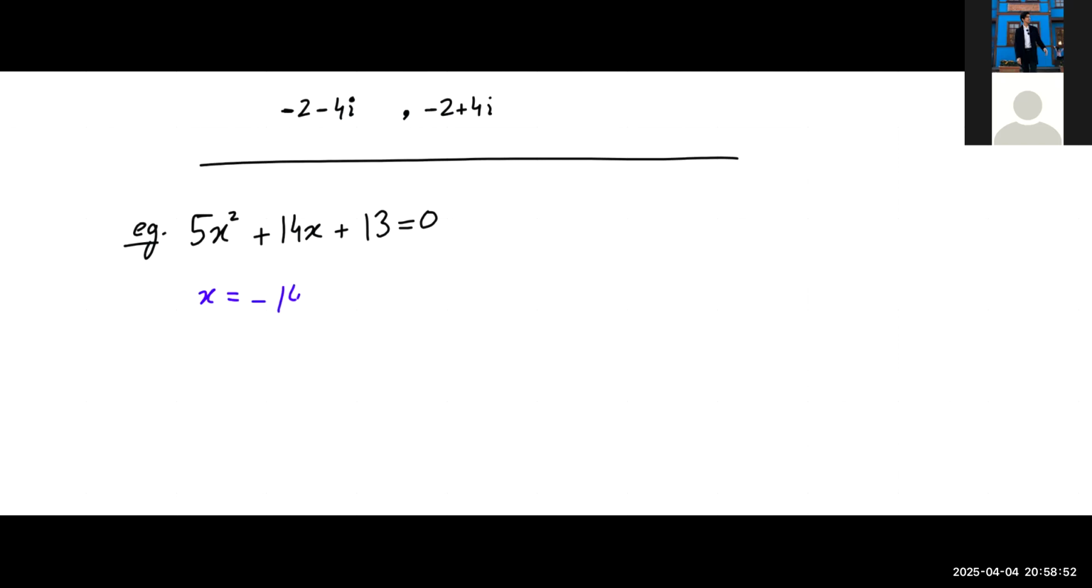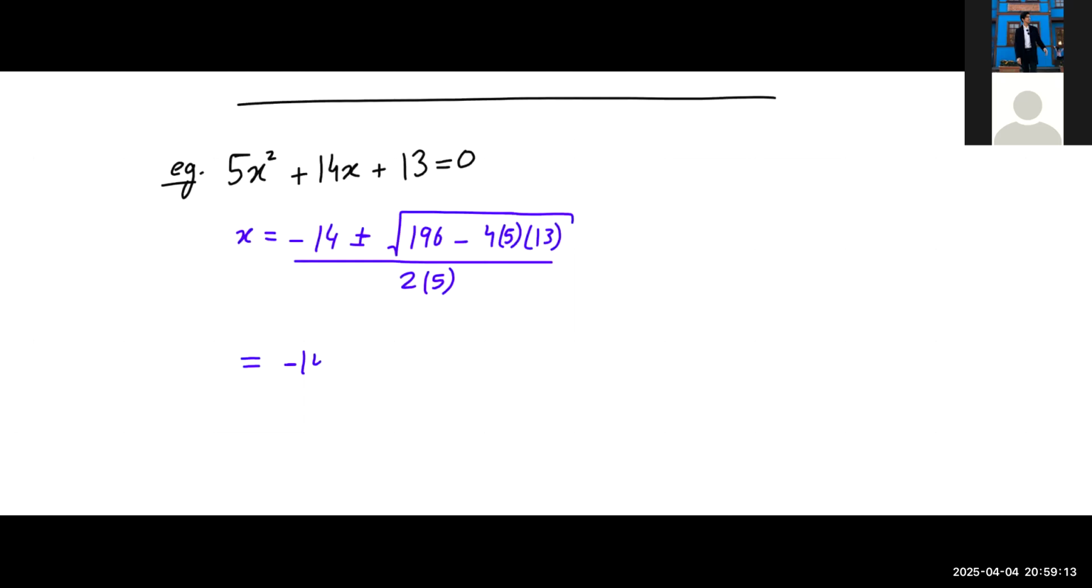Minus b plus minus root of b square. What is 14 squared? 196. Minus 4 times a times c, divided by 2 times a, which gives me minus 14 plus minus, what is this going to be? 196 minus 260 gives me negative 64. It should give me 8i, because it's going one step further, but let me show you why.